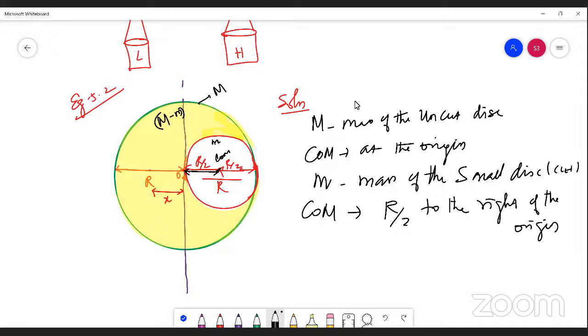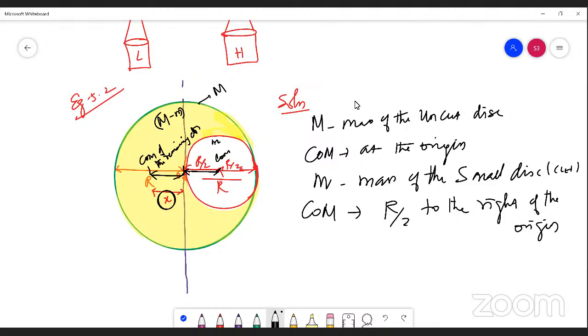Now we have to solve the problem here. The remaining portion should have a center of mass at a distance x. So the center of mass of the remaining disk is at a distance x from the origin, to the left of the origin. We have to find out the value of x.